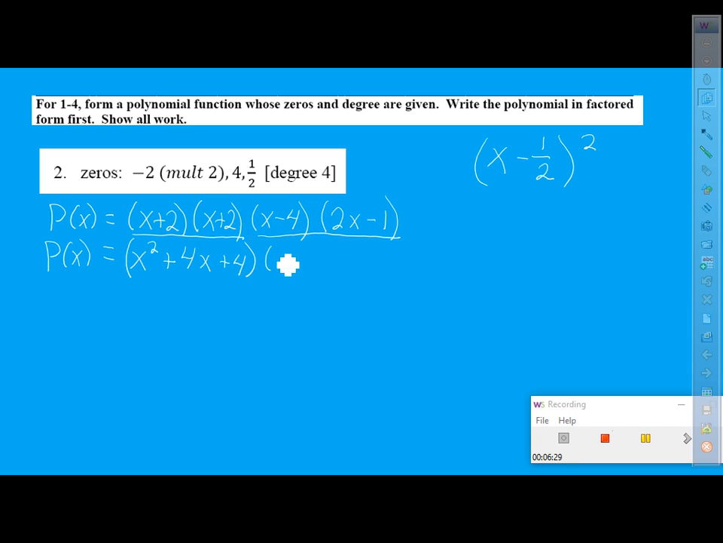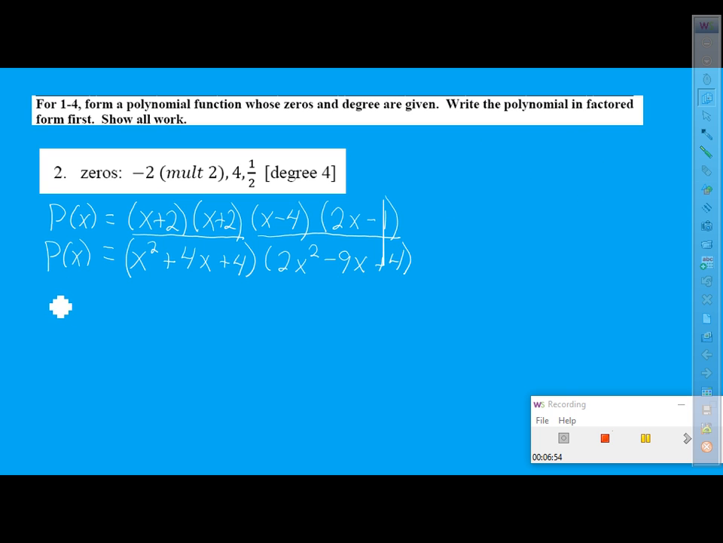X times 2x is 2x squared. I'm going to skip a step on you. Hang with me. X times negative 1 is negative 1x minus 8x. So there's a negative 9x plus 4. The reason I did that, guys, is just to save a little bit of room.